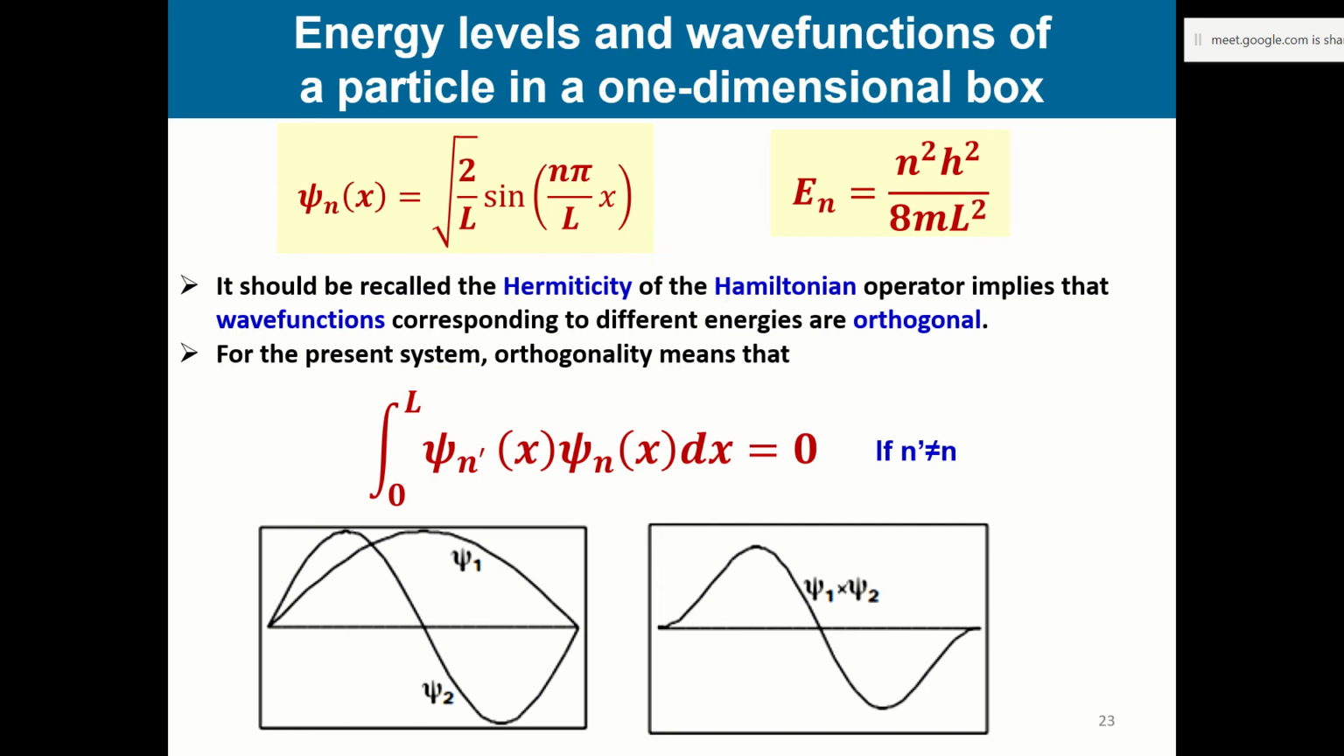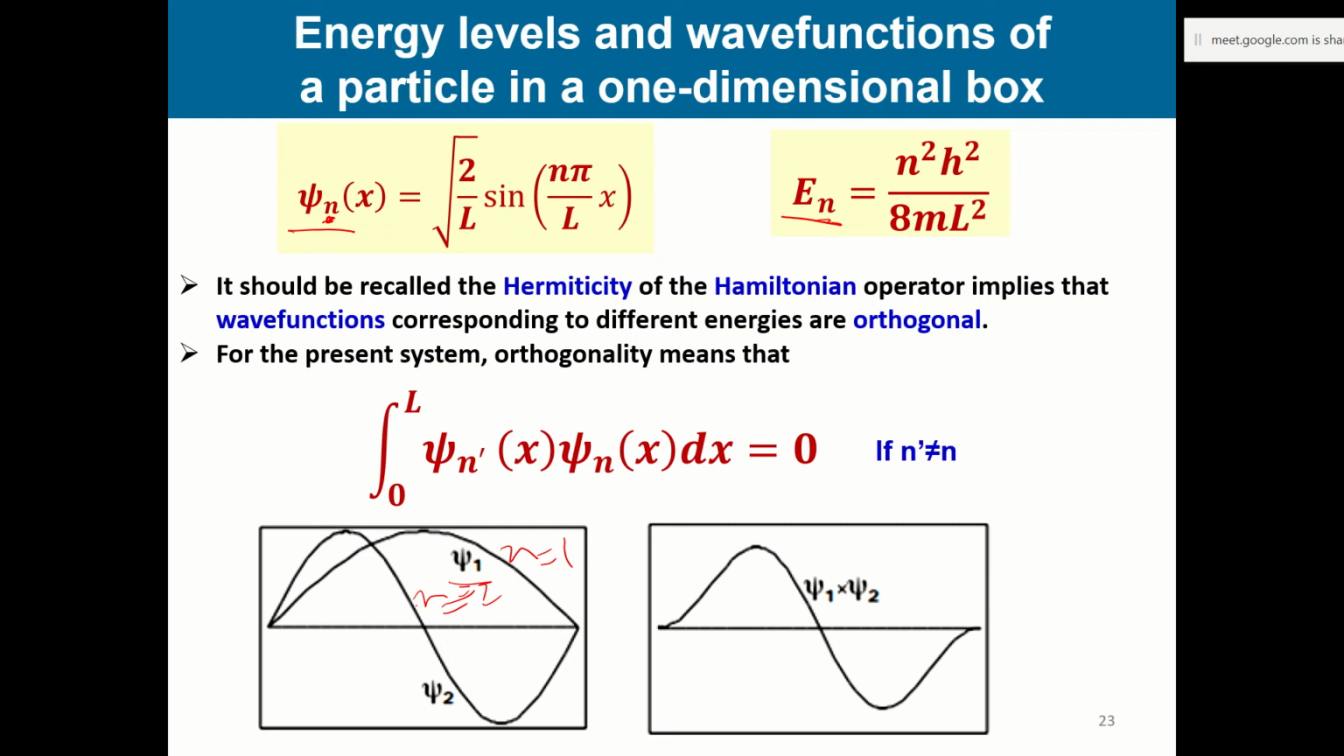So this is the function, this is the energy labels. Now you can see that indexing is now in terms of n, not in terms of k, because we have replaced k with n pi by L. And it also means that because the Hamiltonian is a Hermitian operator, the wave functions psi 1 for n equal to 1 and psi 2 for n equal to 2 are orthogonal.